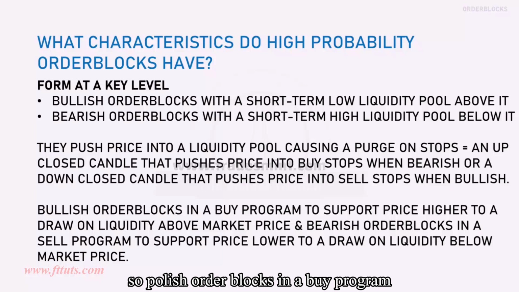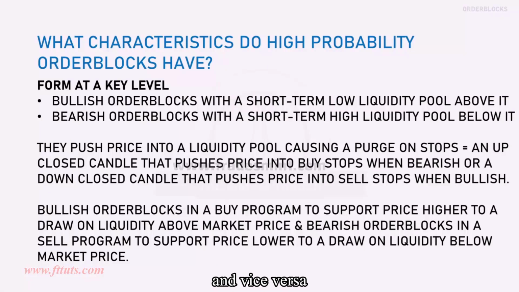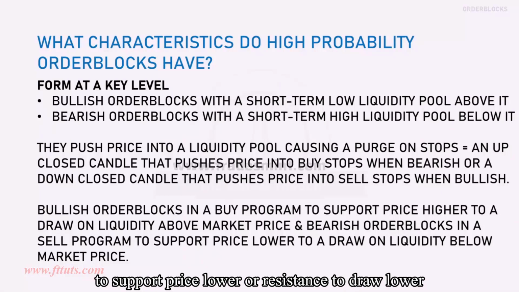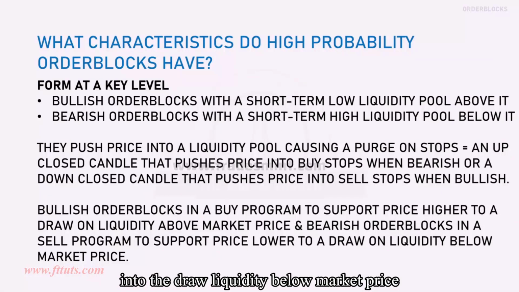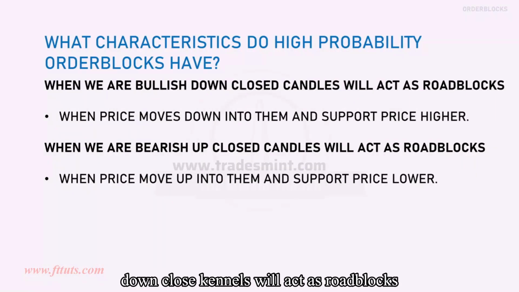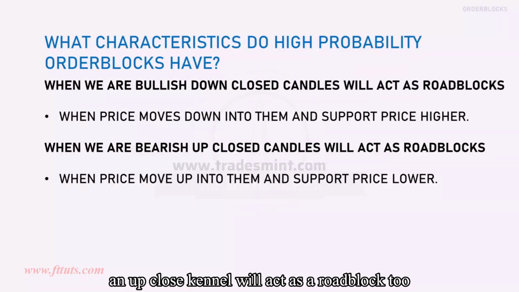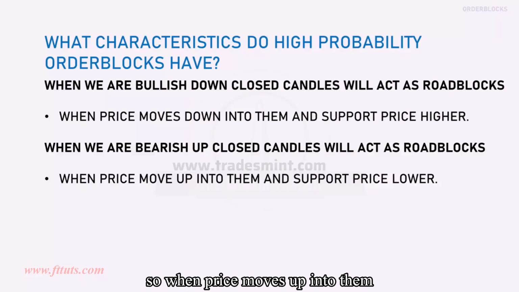So bullish order blocks in a buy program, they support price action to go higher into the drawn liquidity above market price, and vice versa with bearish order blocks in a sell program to support price lower, or resistance to draw lower into the drawn liquidity below market price. When we are bullish, down close candles will act as roadblocks. When price moves down into them and supports price higher, this is when it's validated. And for bearish, an up close candle will act as a roadblock too. So when price moves up into them and then resistance to turn down lower.